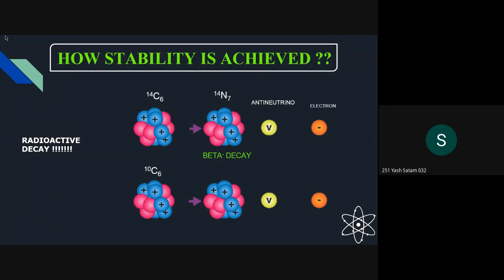Now let's see another reaction. Here we have carbon 10. As you can see, in carbon 10 there are more protons than neutrons. So in order to achieve stability, one proton will get converted into one neutron, and it will become a boron 10 nucleus. But during this process, a neutrino and a positron will be emitted. This type of reaction is called beta plus decay.